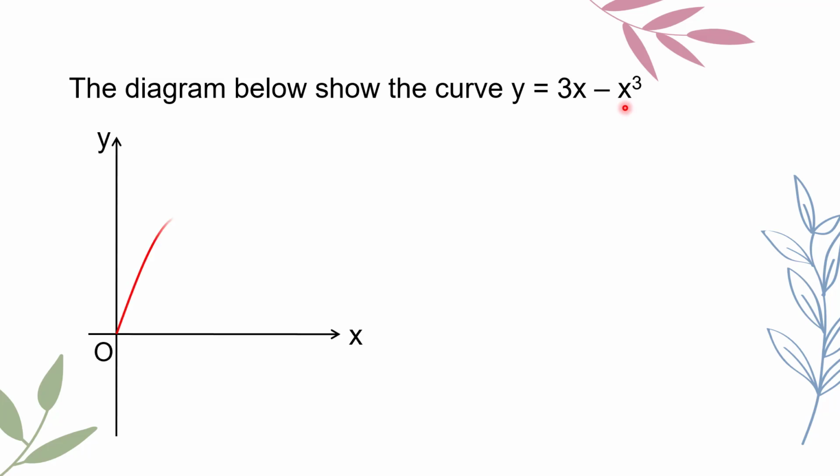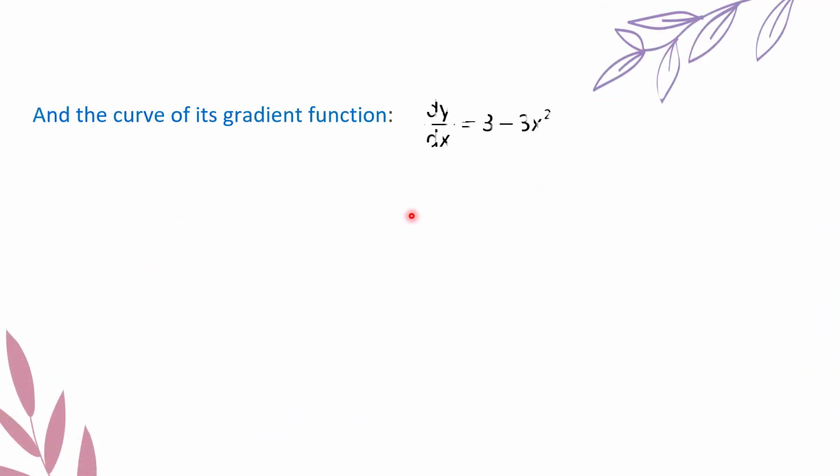Let's continue with this second diagram, which is showing you the curve of y equals 3x minus x cubed. As you know, this is an up-and-down curve with a stationary maximum point H(1, 2). Let's differentiate again to get dy/dx of 3x minus x cubed. dy/dx becomes 3 minus 3x squared. Let's see the graph of this dy/dx over x.